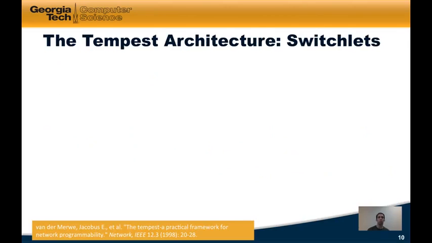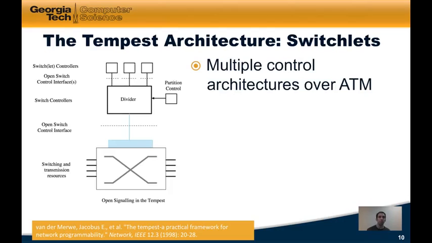So let's first look at switchlets, which came out of something called the Tempest architecture. In this particular architecture, we have a single underlying switch with its resources, and then we have an open switch control interface that exposes those resources to software that's sitting above. Indeed, that control interface does look a little bit like OpenFlow. So the idea or the motivation behind switchlets was to allow multiple control architectures to operate over a single ATM network.